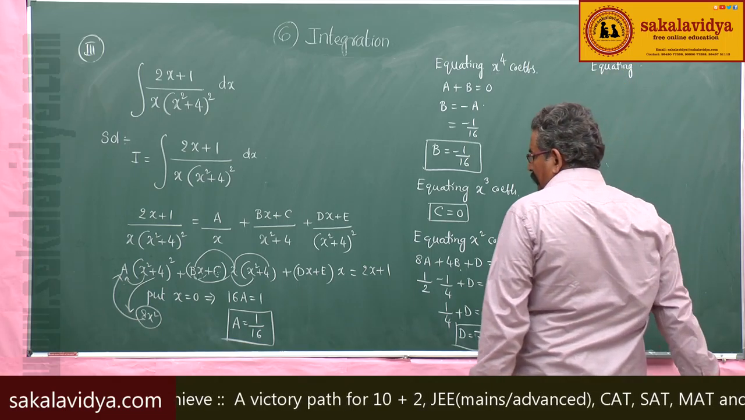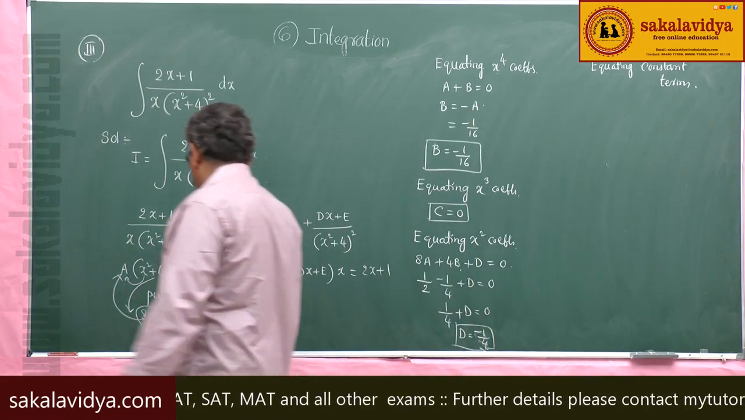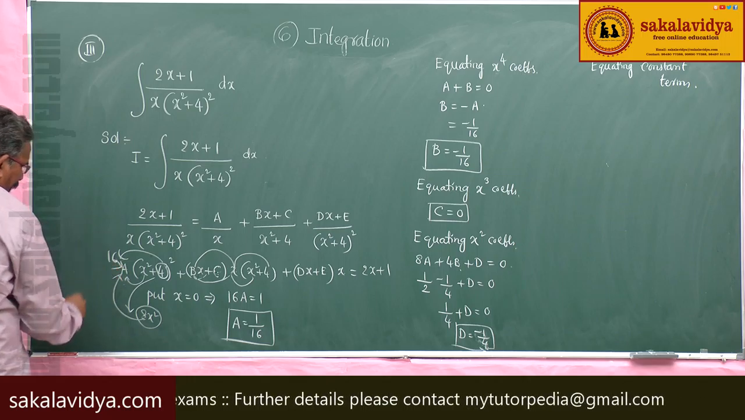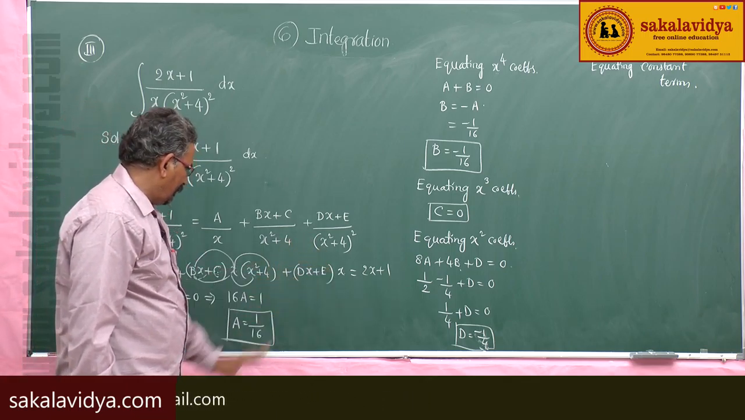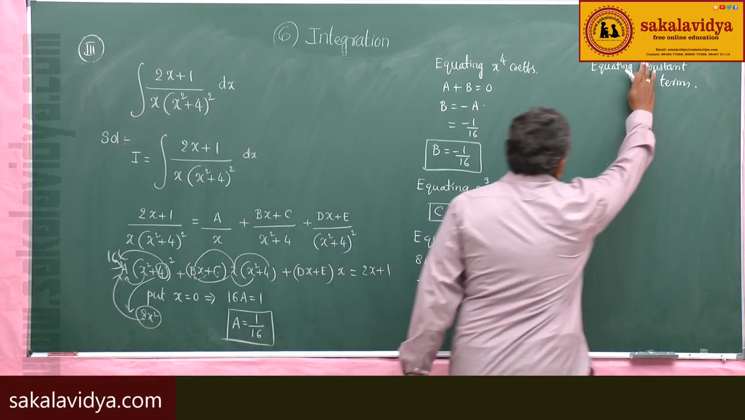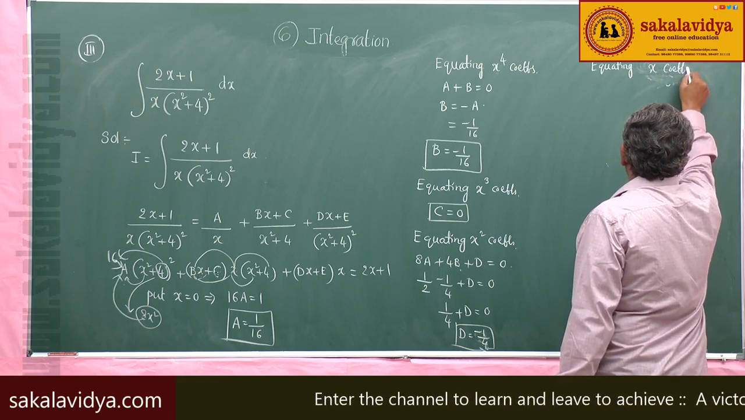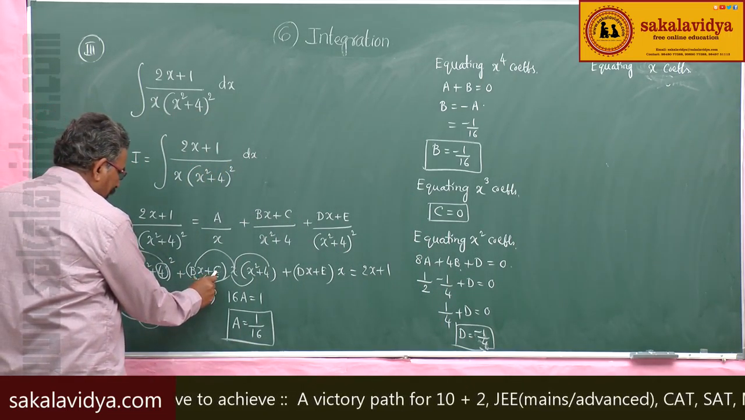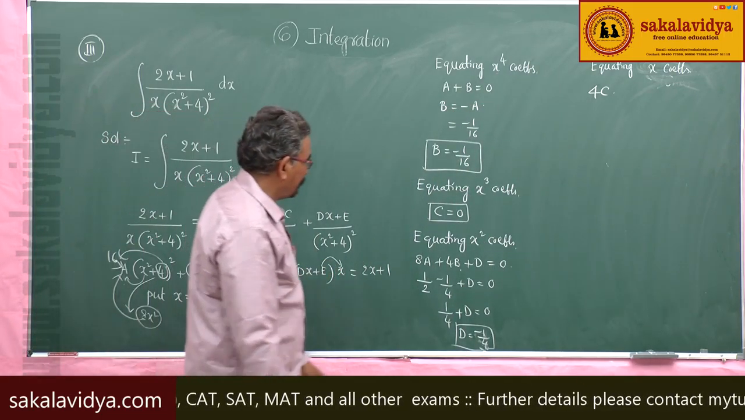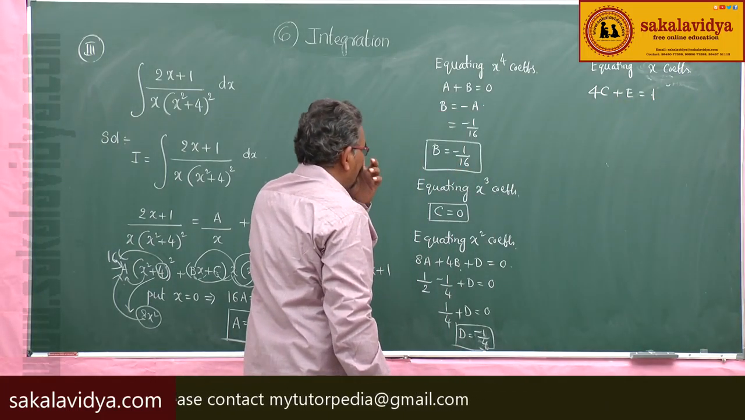Now, equating the constant terms: 4² is 16 into A, 16A, and we don't have any other way of getting a constant term. For the x coefficient, we get 4C, and E into x, so 4C + E equals 2. The C value is 0, so E becomes 1.